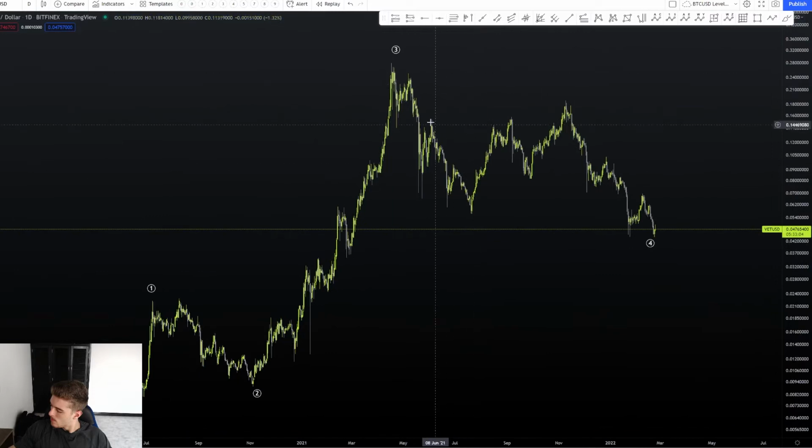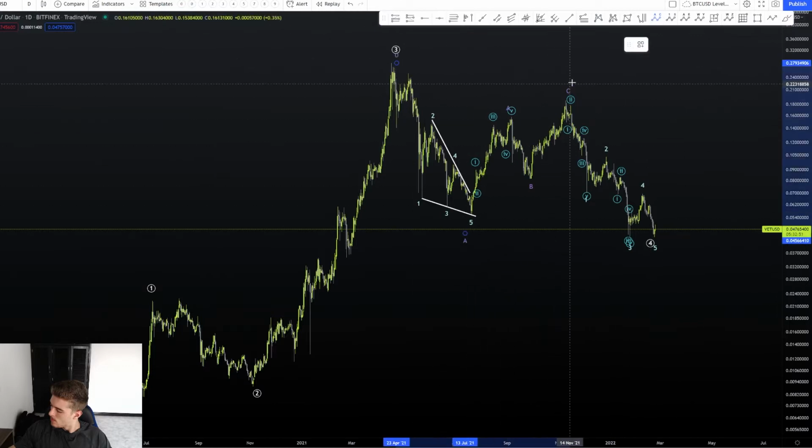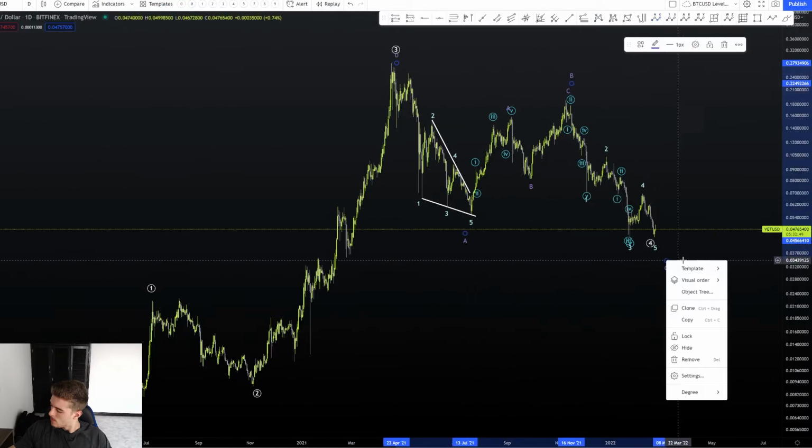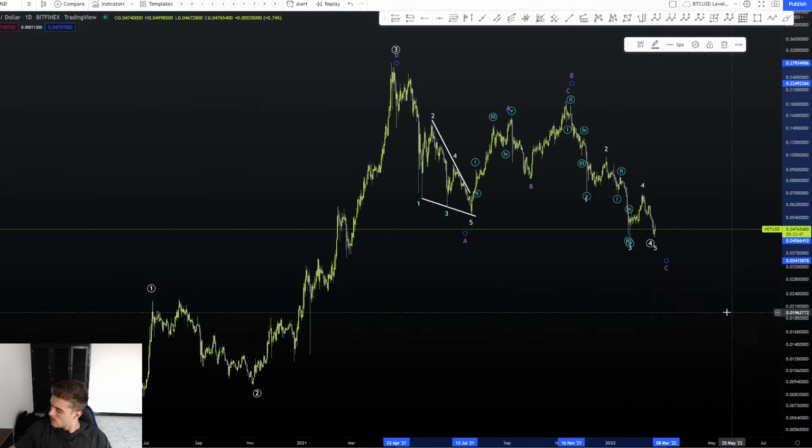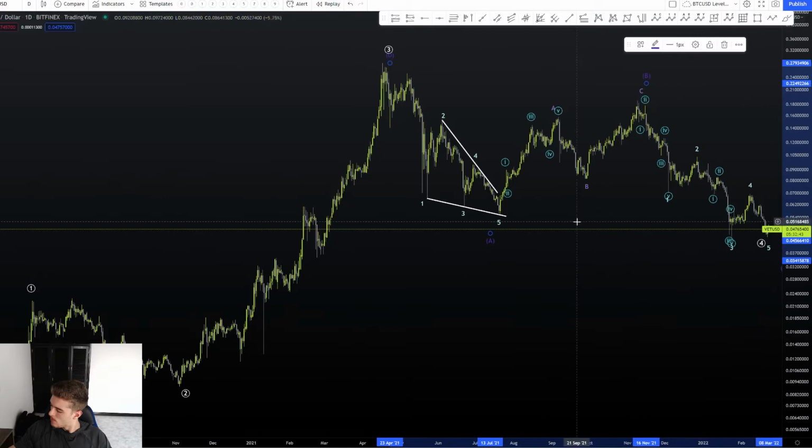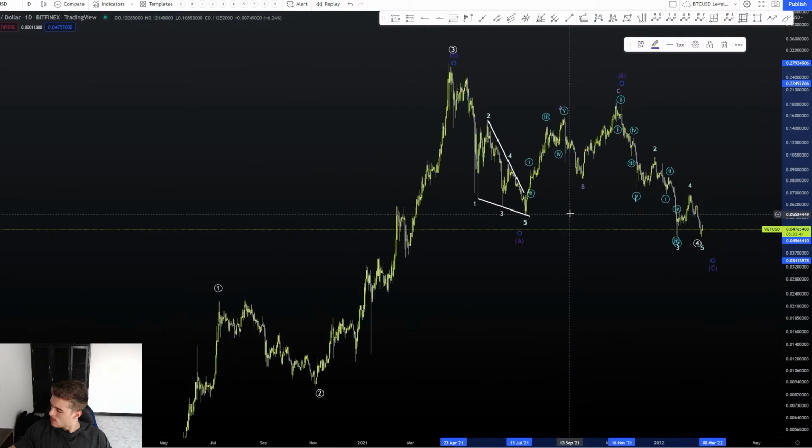Now getting into this section right here, the main count that I'm going to be going with today is saying this is all a zigzag for an A, B, C. This would all be of intermediate degree. So this would be an A down here, B up here, C down here. Now the reason I don't want to show you guys other counts is because this is really the only possibility that I think is likely on this asset.